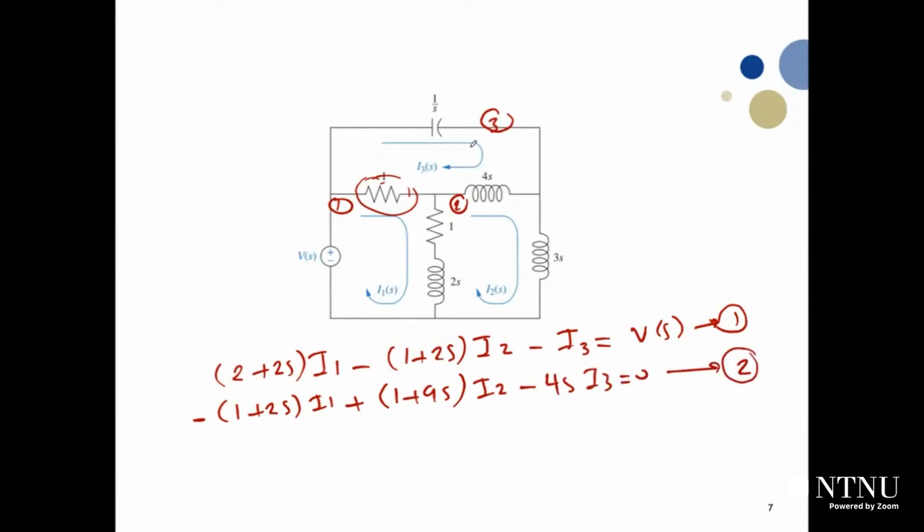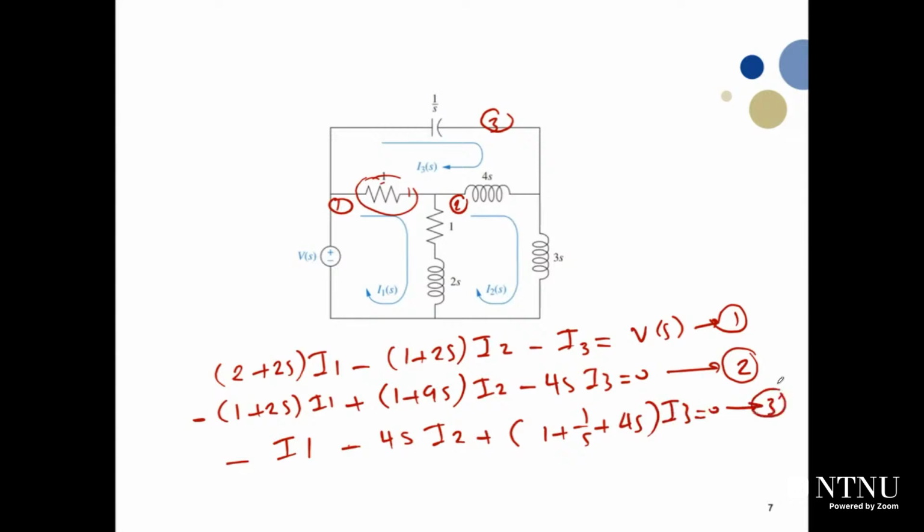Equation number 3 for loop number 3. We will start with I1 to keep the order. So it will be negative I1, because I1 generates a voltage drop across this resistance in the opposite direction. Negative I2, it will be negative 4S multiplied by I2, plus 1, plus 1 divided by S plus 4S multiplied by I3 equals 0. This is equation number 3.